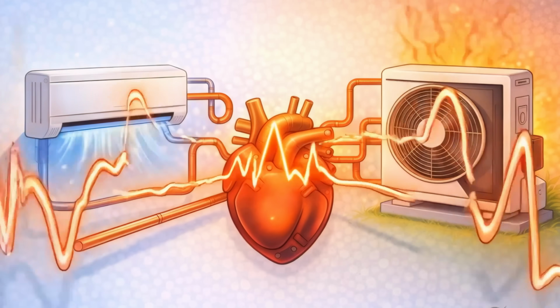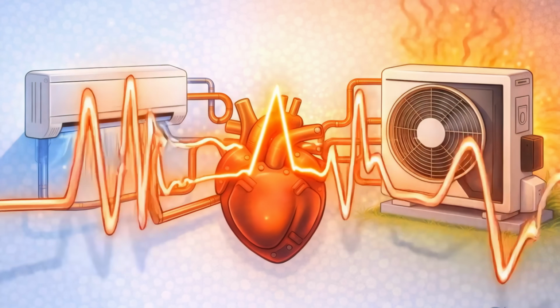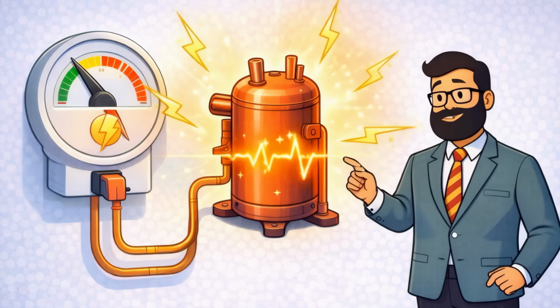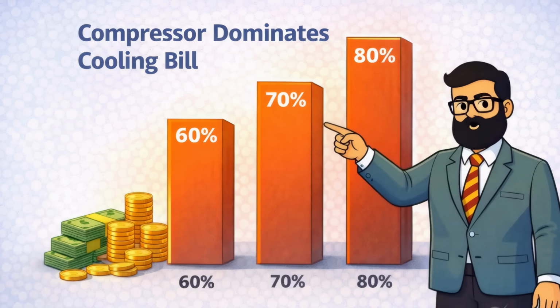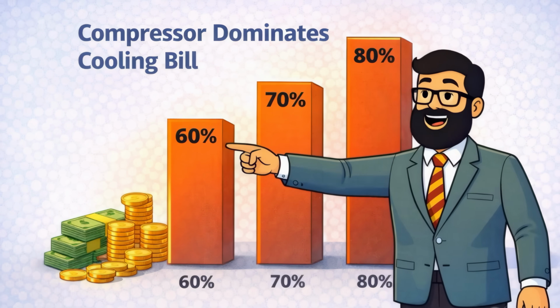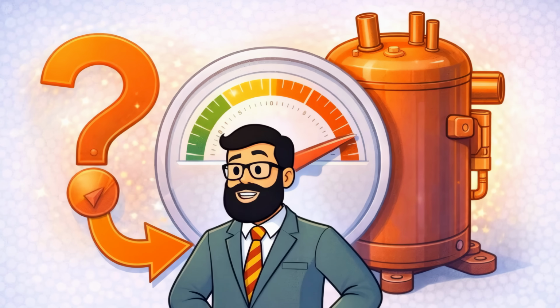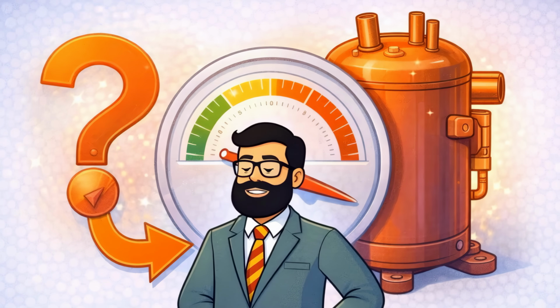The compressor is the heart of this whole system. It is the pump that keeps the refrigerant moving. It is also the single most power-hungry component in your entire home. In a standard home, the AC compressor can account for 60, 70, or even 80% of your total cooling bill. So, the real question isn't, how does the AC work, but how do we control the compressor?